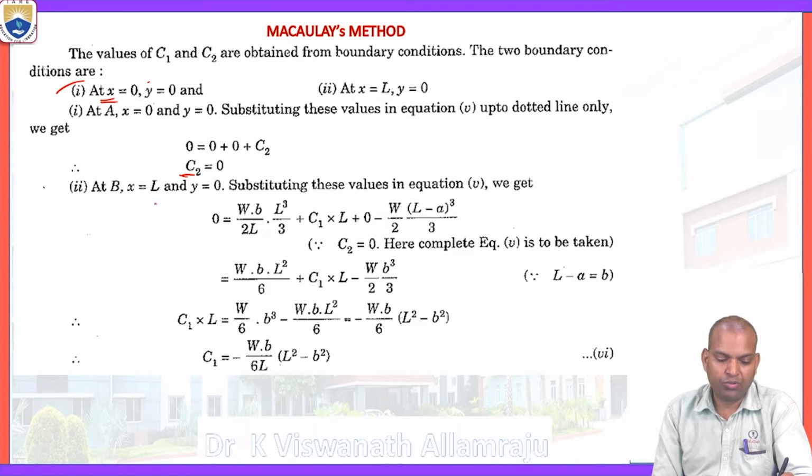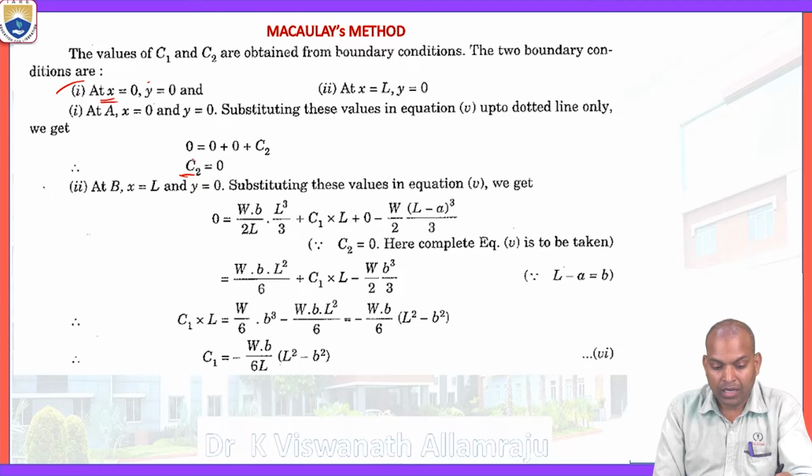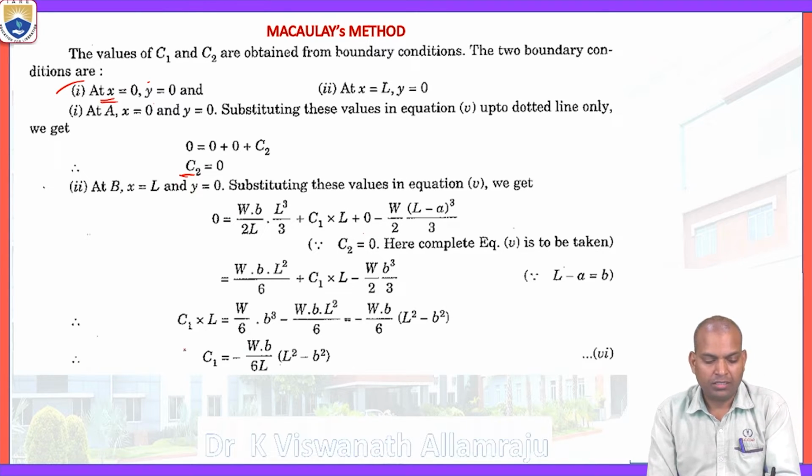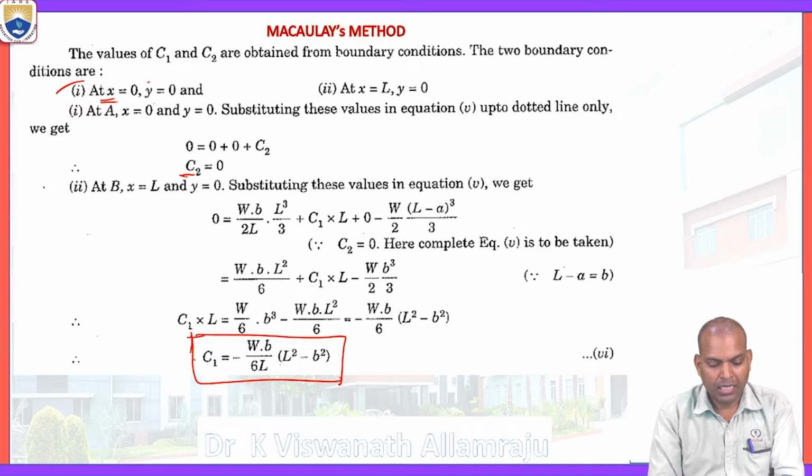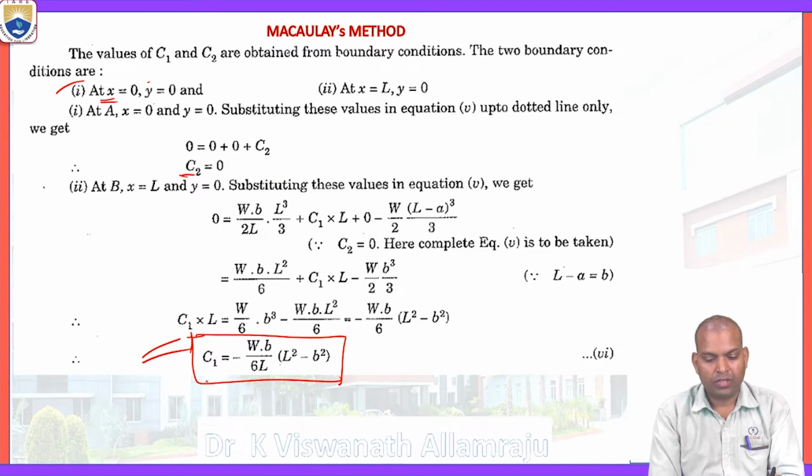At B, x equal to L and y equal to 0, substitute again. And c2 also we substitute; c2 we got 0. In the place of x, substitute L, and y equal to 0. Then c1 is obtained. What is the c1 value? Minus Wb by 6L times (L square minus b square). This is c1. And c2 is 0. These two you substitute.